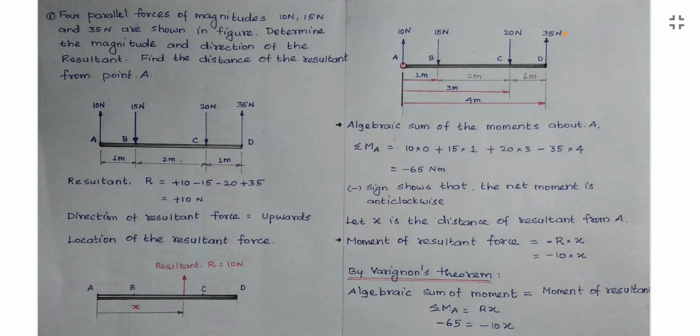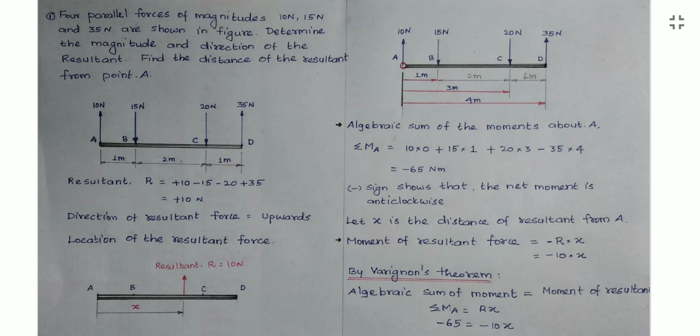This 35 Newton is an upward force. It rotates in the anti-clockwise direction. This 20 Newton is acting downwards. This will rotate the bar in the clockwise direction. Then consider this 15 Newton force. It is also acting towards down, right? This downward force pushes the bar down, and as it is fixed at A, it will rotate the bar in the clockwise direction. Okay, a downward force will rotate in the clockwise direction.